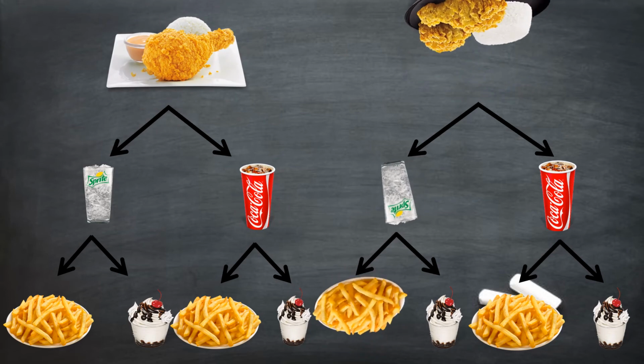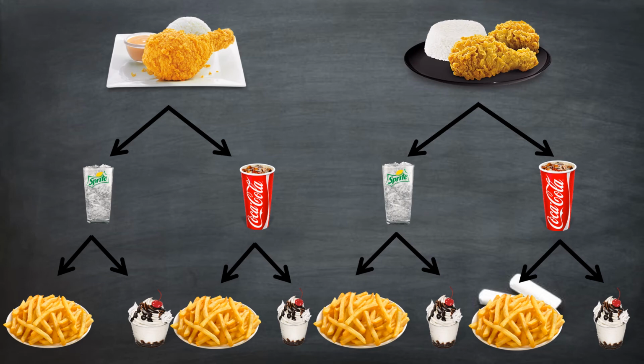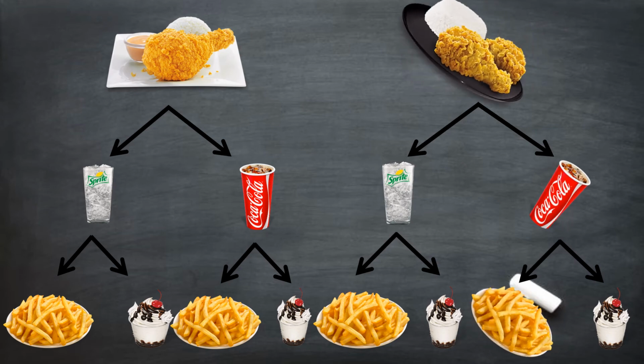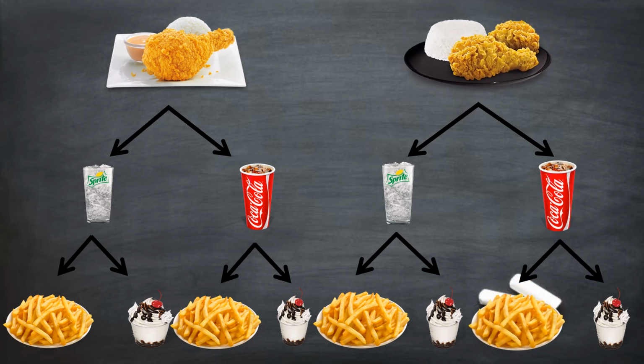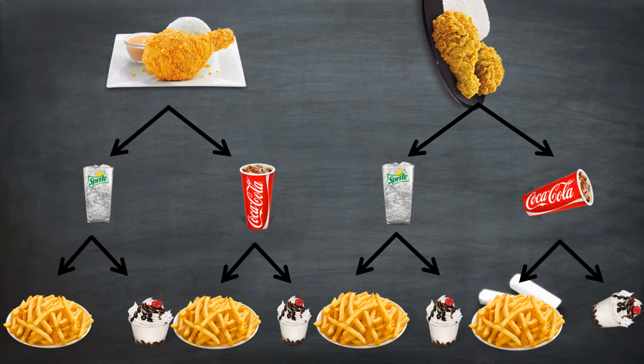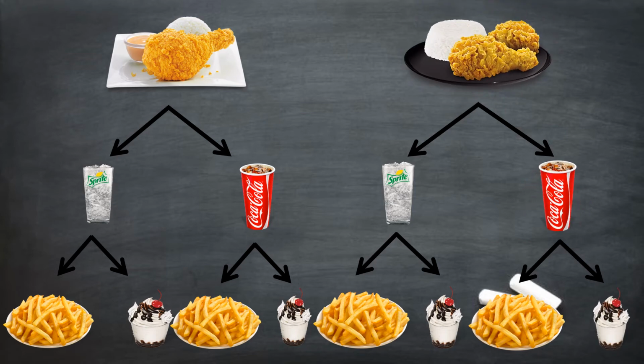Fifth, two-piece chicken, Sprite, and French fries. Sixth, two-piece chicken, Sprite, and ice cream. Seventh, two-piece chicken, Coke, and French fries. Lastly, two-piece chicken, Coke, and ice cream.